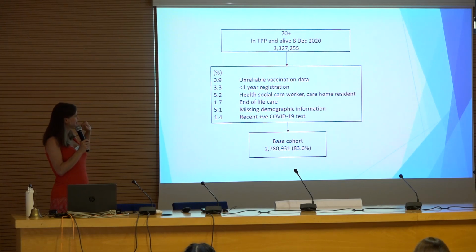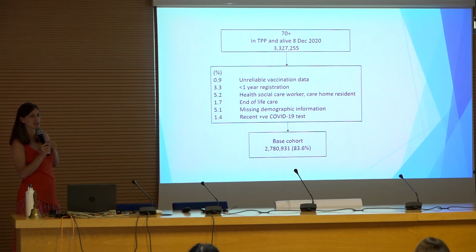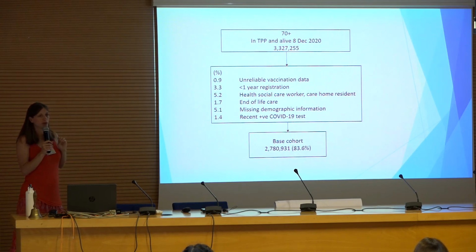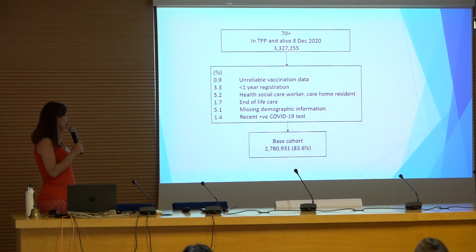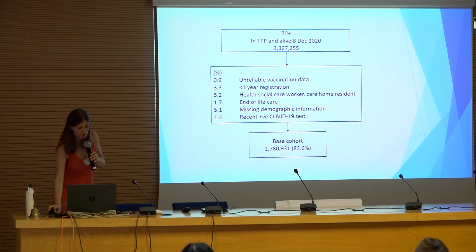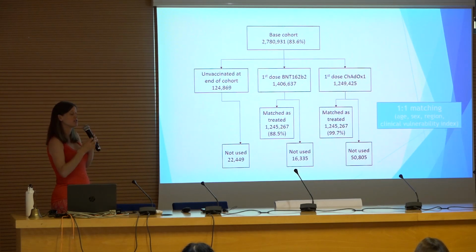We removed health and social care workers and care home residents because they had likely been vaccinated already through a different route, which wasn't necessarily in our data. We tried to remove people who were on end-of-life care because they were very unlikely to be vaccinated. And then we made some exclusions for missing data, and we excluded anyone with evidence of prior infection. So that gave us 2.7 million people in what I'm going to call the base cohort. That's the data from which I'm going to extract my fake trials.